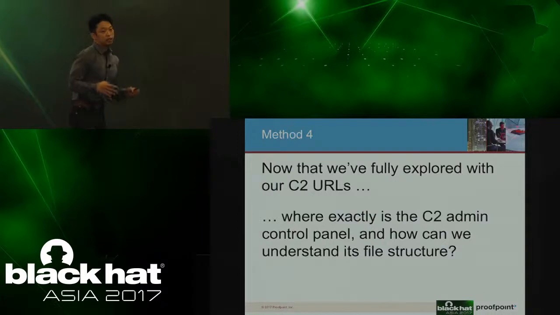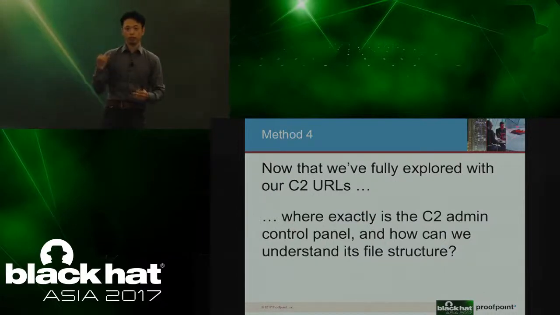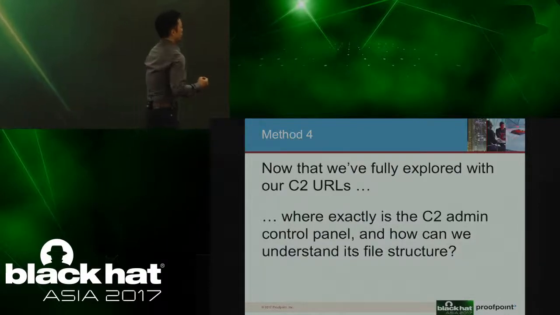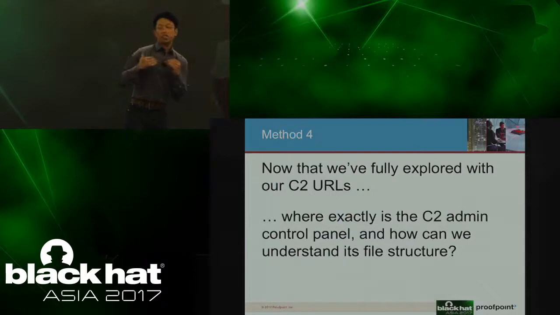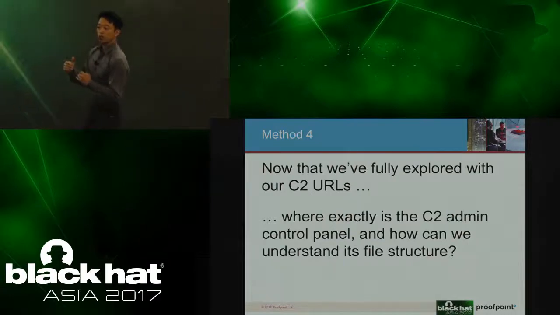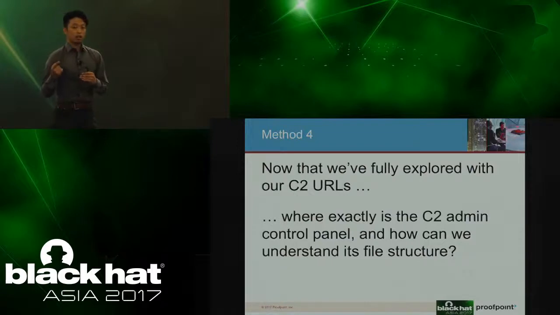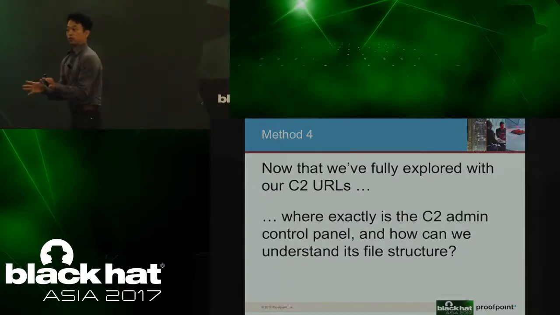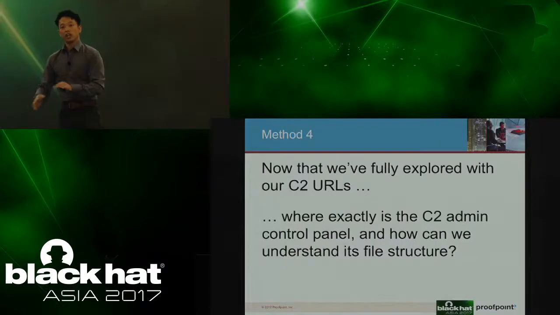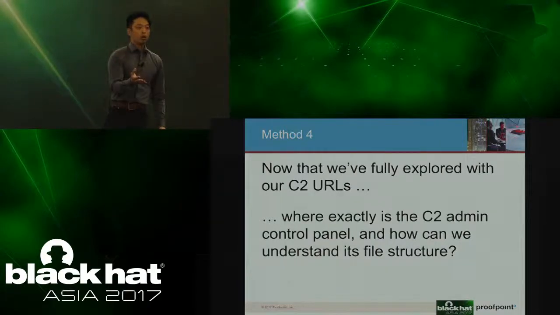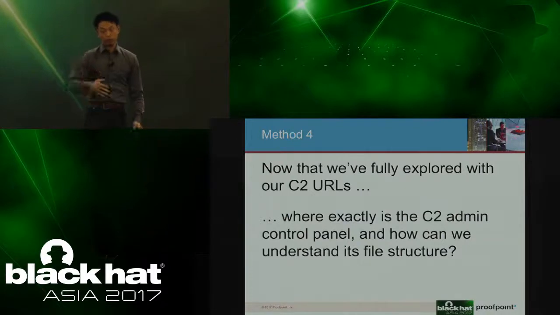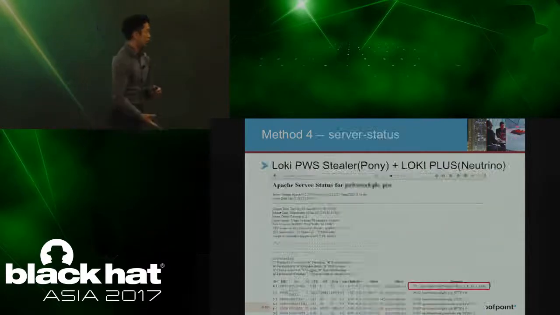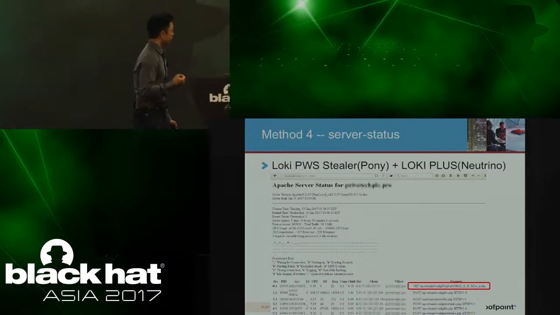Method 4, all right? So now we've fuzzed all these URLs. We found open directories. We found command and control panels. We found web shells. But if at this stage you haven't identified where the command and control panel is, what that exact URL is, if you still couldn't figure it out, then you would have to start to understand the file structure, right? So we're not that lucky. We couldn't find where their command and control panel URL is, and we're going to have to do a little bit more work. We're going to have to understand their file structure.